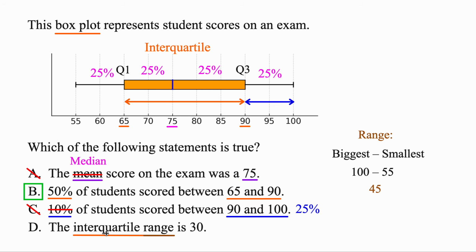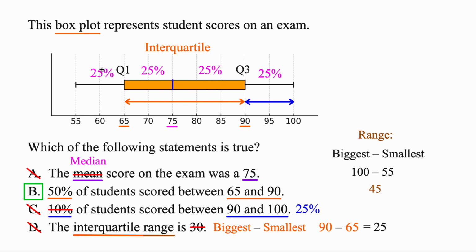Okay, finally, to find the interquartile range, we're still going to do biggest minus the smallest, just for the box itself. Biggest value, 90. Smallest value, 65. And using the calculator, that'll give us 25. So the interquartile range is not 30, it's actually 25. So again, we knew that one was not right.